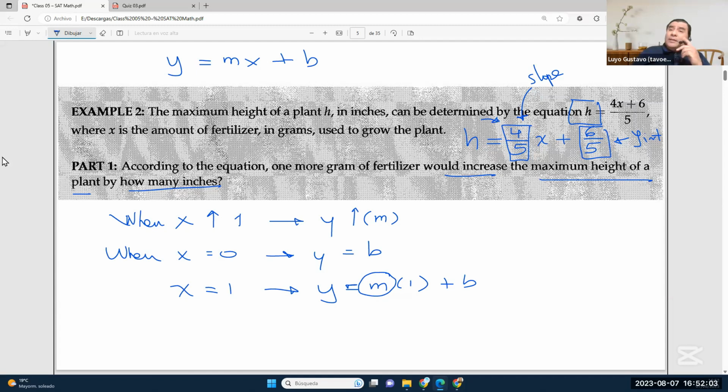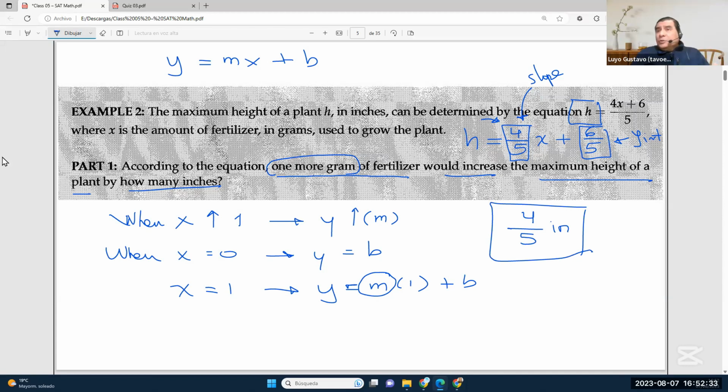So what does this value represent? It represents the per unit increase of height regarding the quantity of fertilizer used. Since we're considering 1 more gram of fertilizer, 1 more gram corresponds to exactly an increase of 4/5 inches. And that's the answer, because that's exactly the value of the slope.